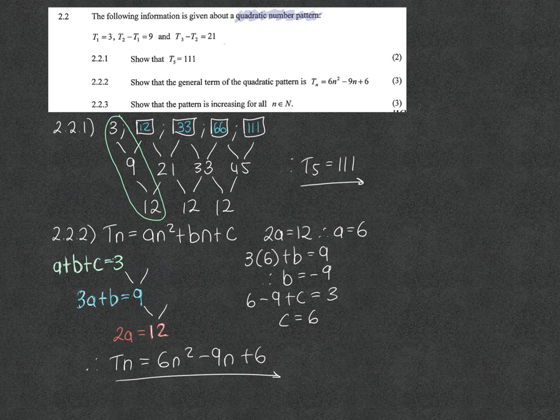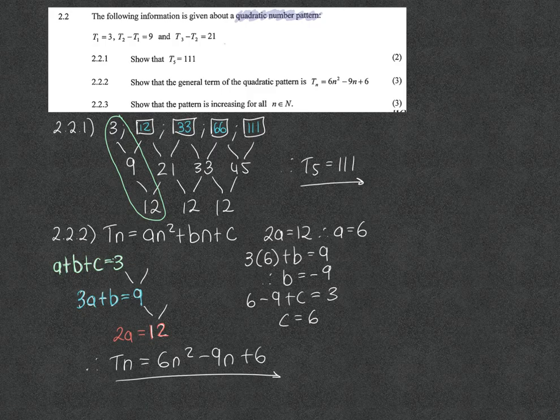Fantastic. Okay. And then it says, show that the pattern is increasing for all values of n, an element of natural numbers. Now, the statement where it says n is an element of natural numbers makes sense because patterns don't go into the negative side of values. So your n will always be an element of natural numbers.